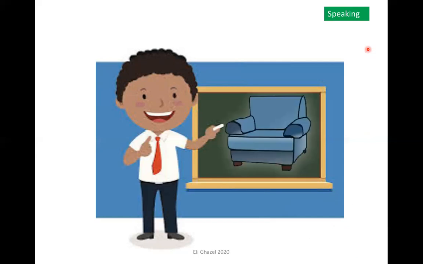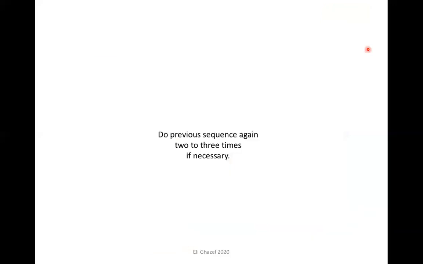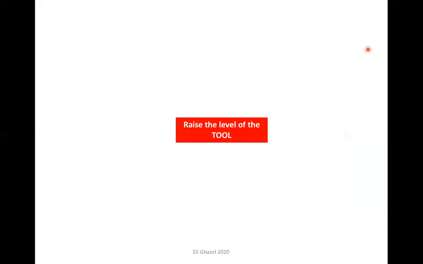Now, if they can do this, again, notice that we always put at least two different versions of the same picture. All right, seat. Now, again, do the same set 1, 2, 3 more times if necessary, so that the kids will say the word correctly for the picture. Now, we can raise the level of the tool. In raising the level of the tool, there are many, many different tools. So this is just the first one that you're looking at.